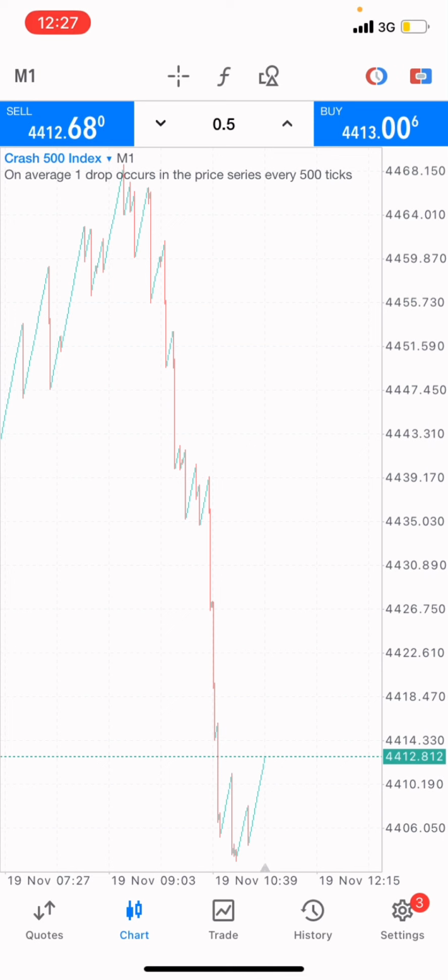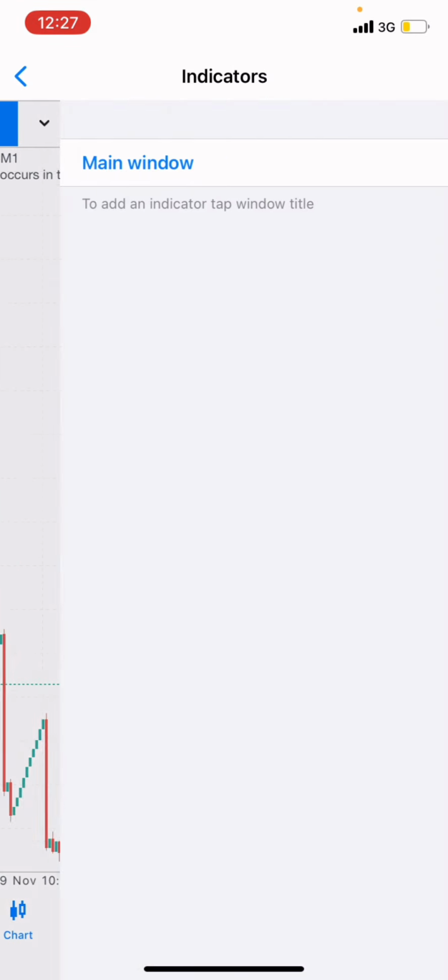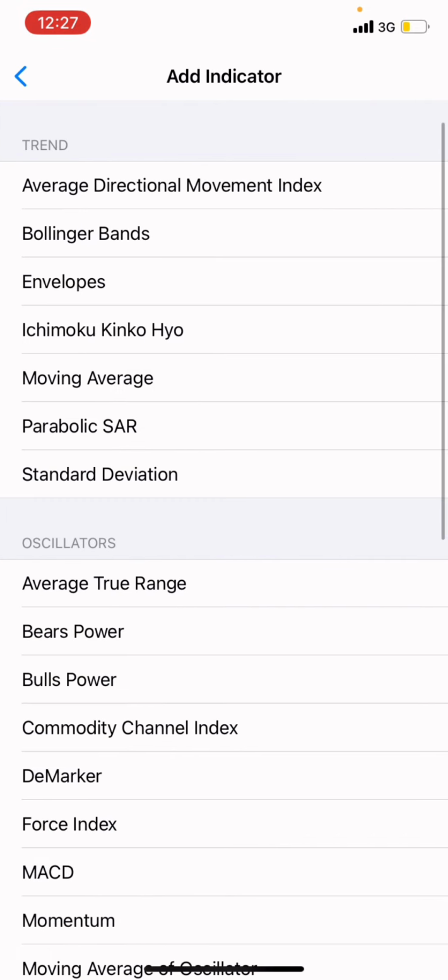So 0.5 is a lower lot size so that I can be a little careful on the markets. All right, so as you can see right now, I'm going to put in the indicators which I want to use to trade. This is a live trade, guys. I'm going to show you how I trade, and the profit that I'm going to make on this trade as well.